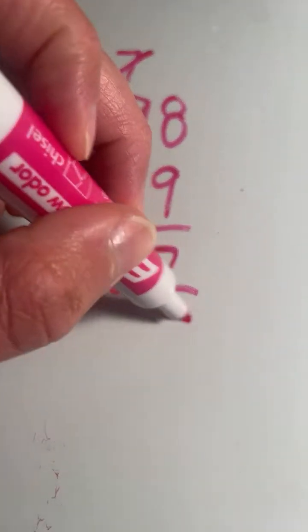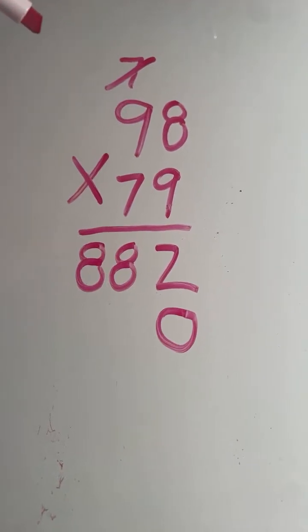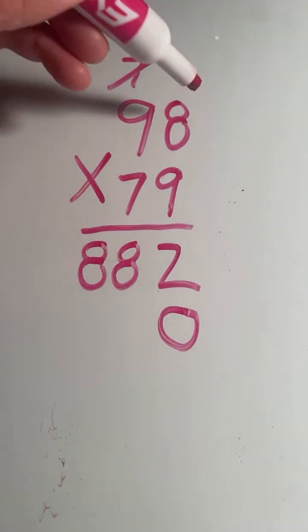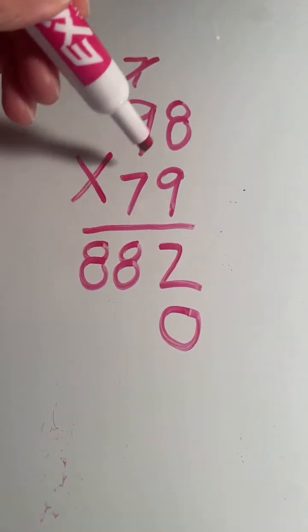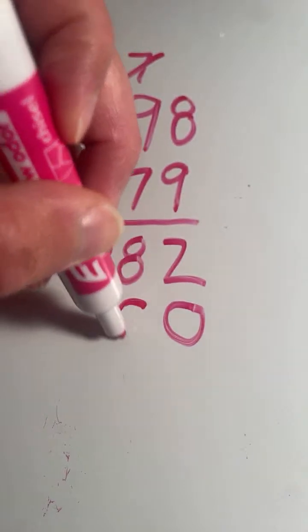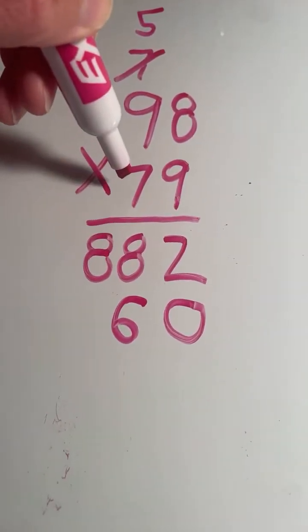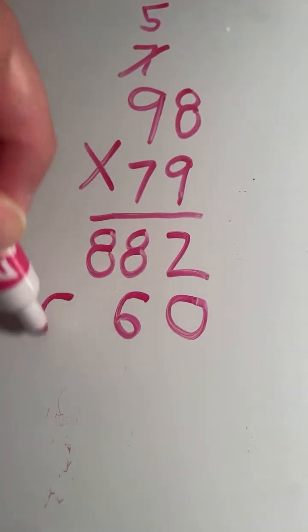Next, we're putting a 0 in the ones place since both digits in the ones place have already been multiplied. Now we're multiplying the top two numbers times the bottom digit in the tens place. 8 times 7 equals 56. 6, carry the 5. 9 times 7 equals 63. Plus 5 equals 68.